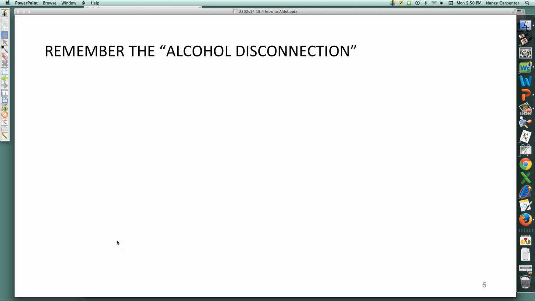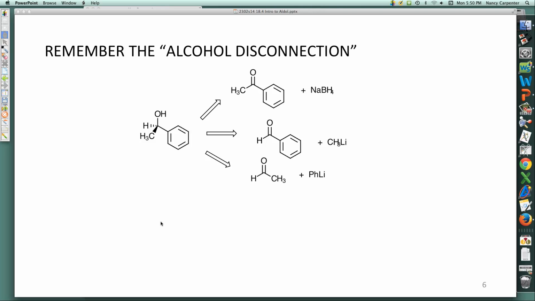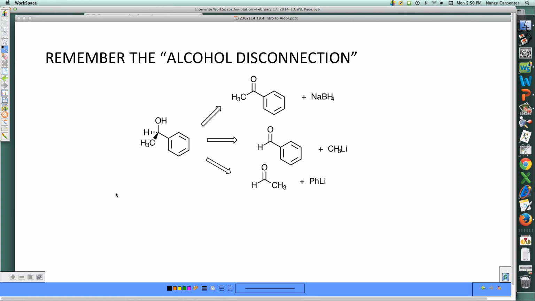So, what should this remind you of? Our alcohol disconnection. We just went through this in great gory detail in the beginning of, gee whiz, chapter 17, where I showed you how anytime you have an alcohol, you can imagine this disconnection where you push the electrons from oxygen back in and you either kick out this as your nucleophile, or I can't use that guy, I'll use yellow, which you can't possibly see, this as a nucleophile, or this as your nucleophile.